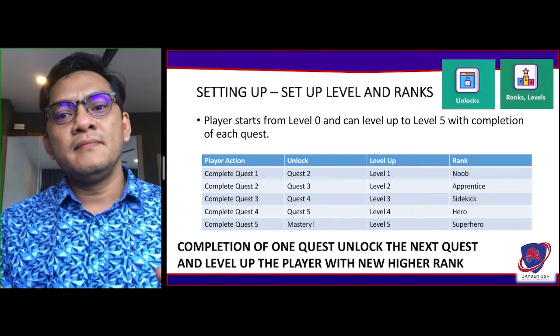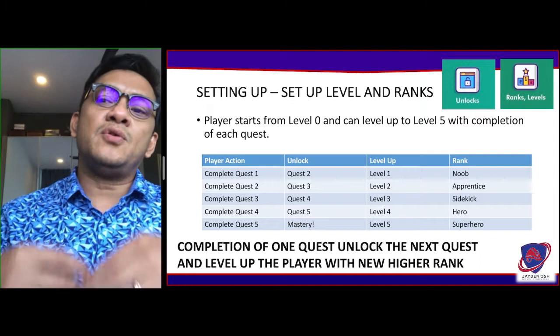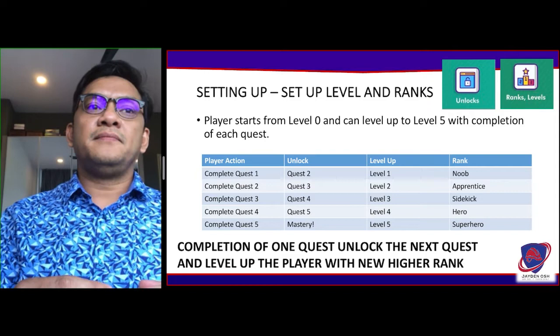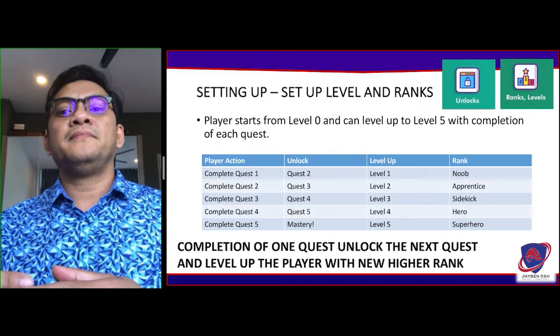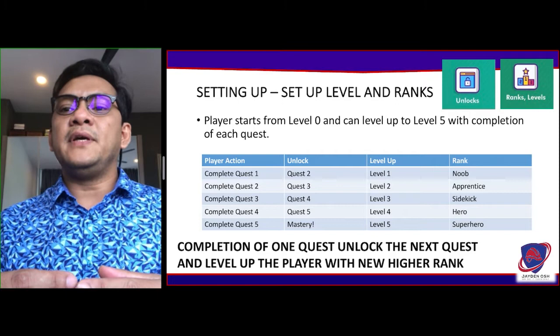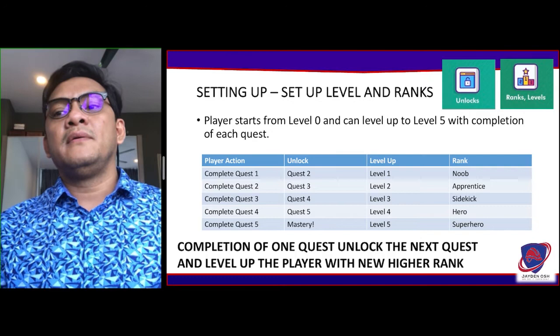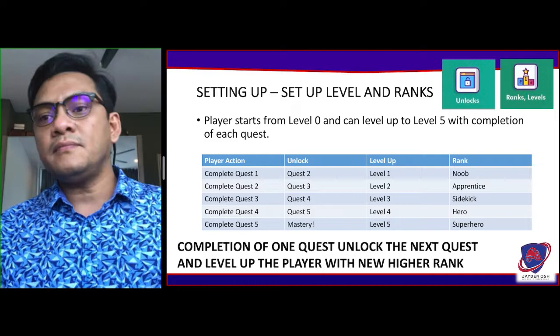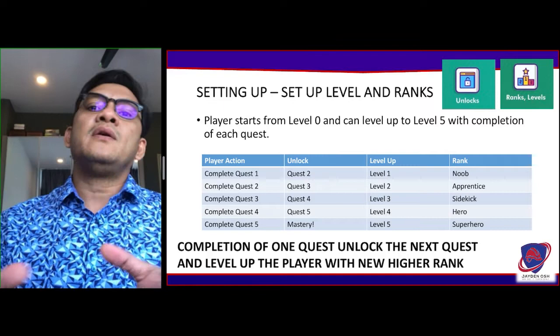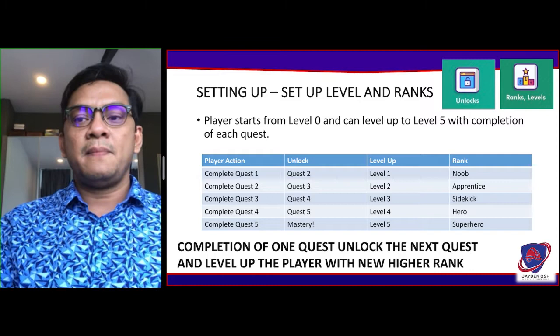Yeah, it's like promotion. So within the gamification, you need also to introduce promotion, because when a player is able to accomplish a challenging problem, you must reward them by giving them a higher rank, or by giving them badges, which I will talk about later on. So you can set up level and ranks. This is part of the game mechanics that involves unlocking and ranks and levels.